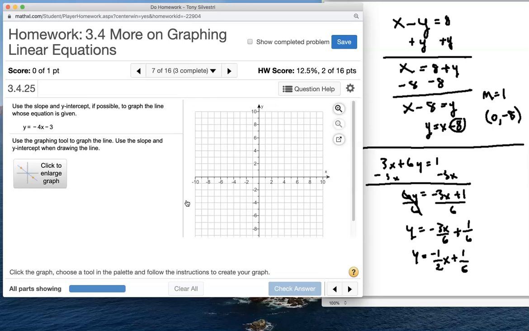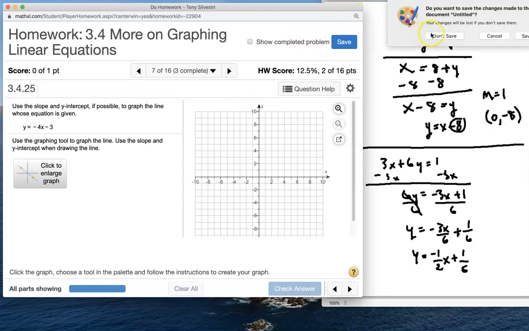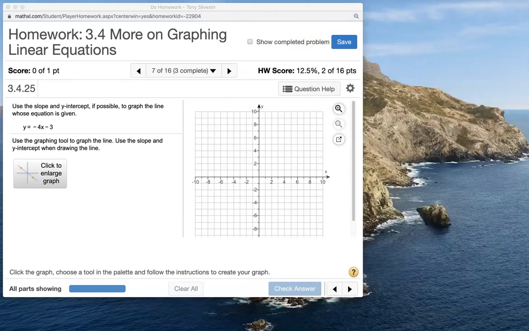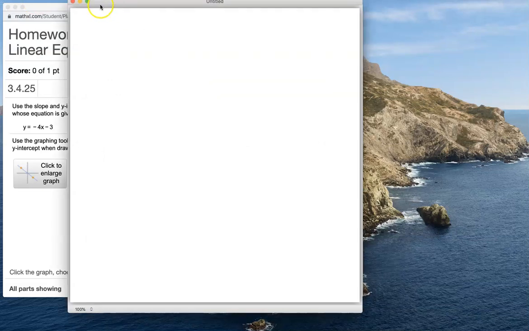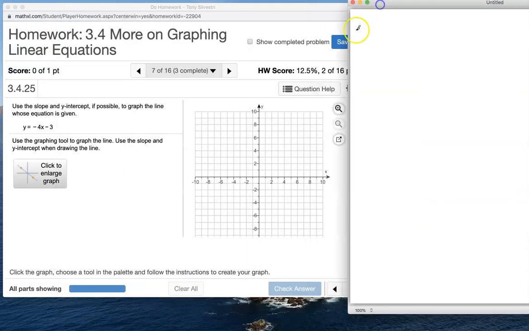Use the slope and y-intercept, if possible, to graph this line. Well, this isn't much different from the stuff that we did in section 3.3. Let me come over here, start another sheet of paper. When you're graphing something, all you really care about is having 2 points. They better be good points, but that's all you want.